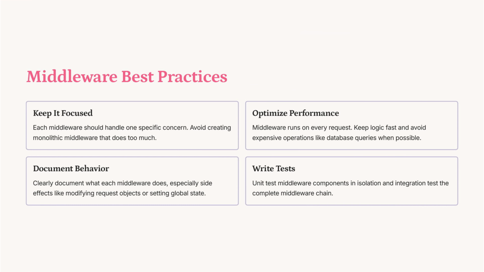Middleware should be focused, handling one specific concern to avoid complexity. Optimize performance by minimizing expensive operations, as middleware runs on every request. Document each middleware's behavior, including side effects. Ensure reliability by writing unit tests for individual components and integration tests for the entire middleware chain.